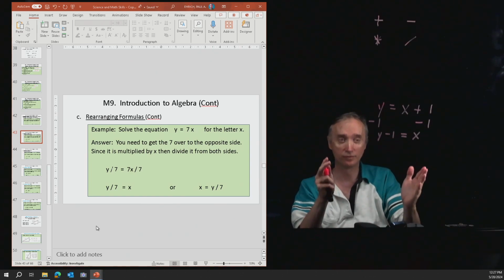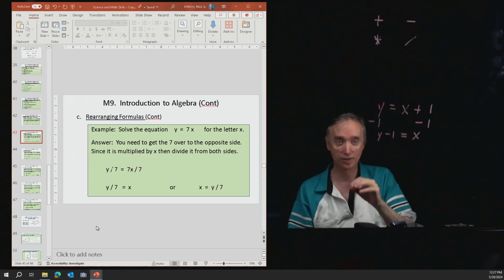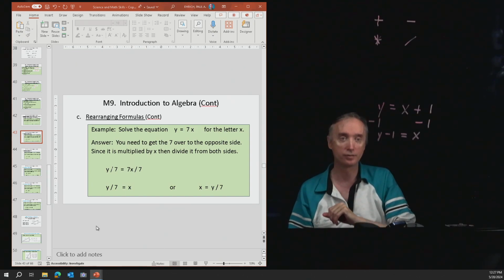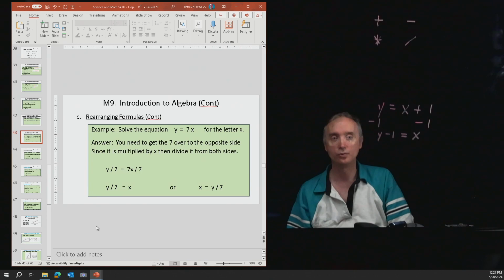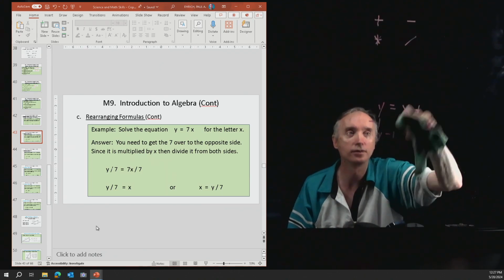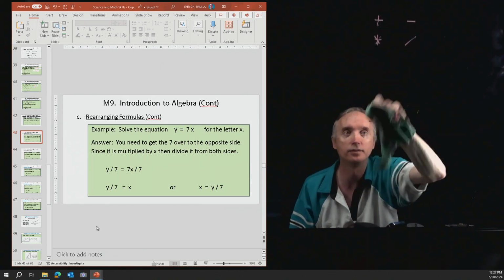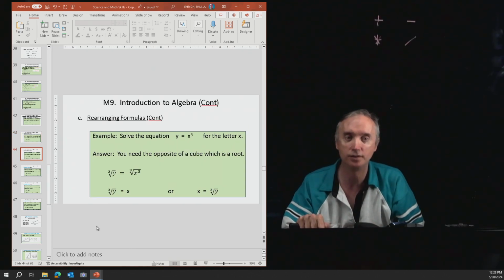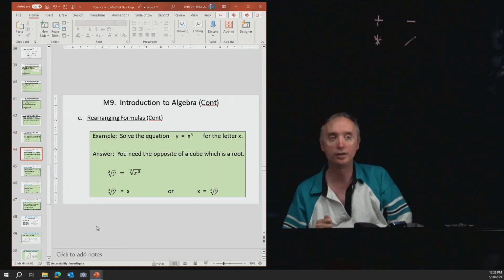And then we're going to take it and flip-flop the equation so that x is on the left-hand side over there. So x is equal to y divided by 7. And so again, I think that you already knew that. Okay, so let's make it harder then. So our next level of complexity is, what do you do when you got something that is squared?